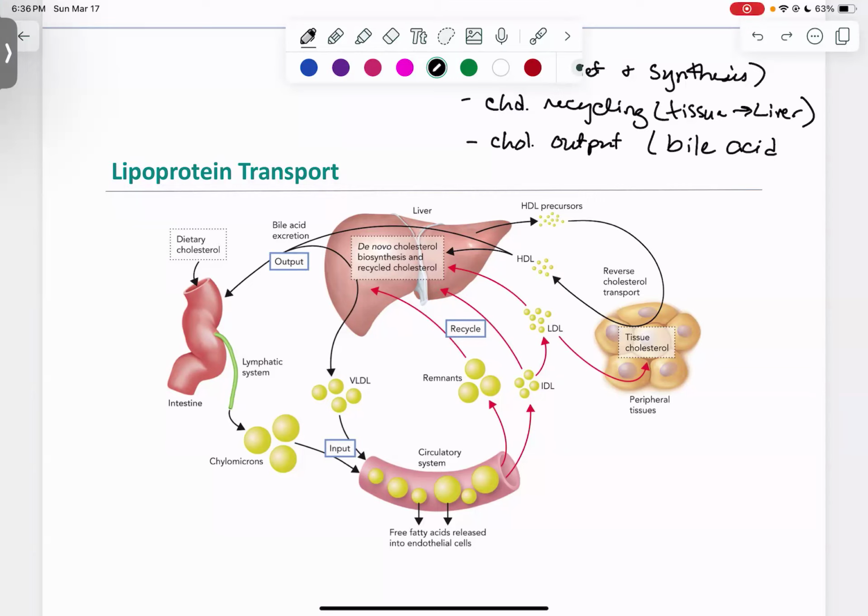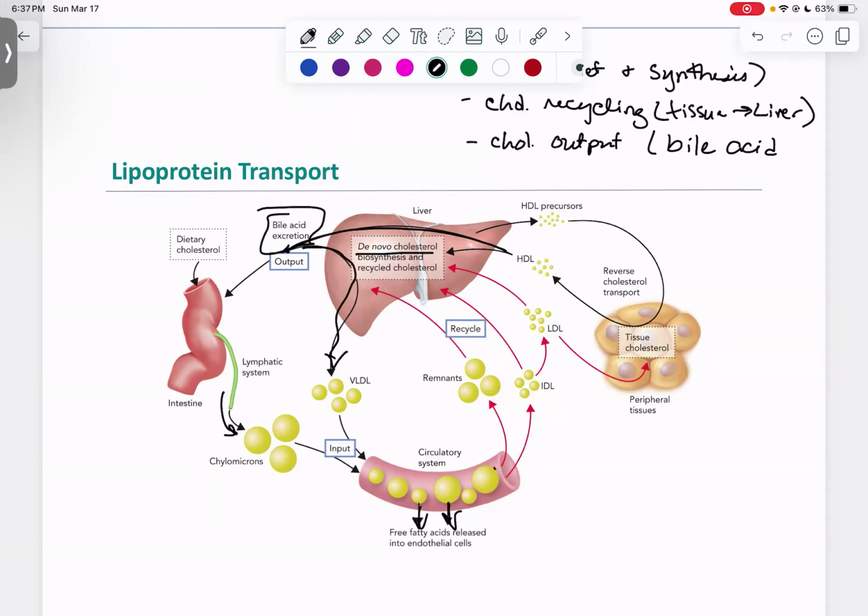So our liver here is doing the de novo cholesterol synthesis and recycled synthesis. So here's our liver, and we're going to make some things. Once we've made it, the output is either that we're going to excrete it as bile acid. So that's one thing that could happen. Or we're going to send it out in chylomicrons, right? So they're going to go into the circulatory system. The fatty acids are going to be released. We're going to utilize them, whatever it is, right? So either way, we're going into the circulatory system.